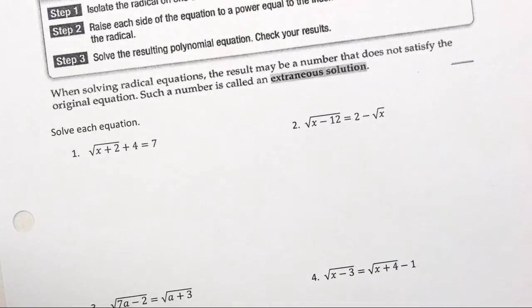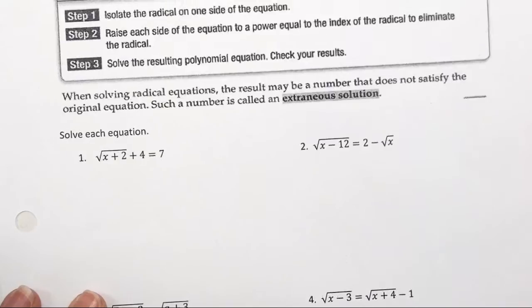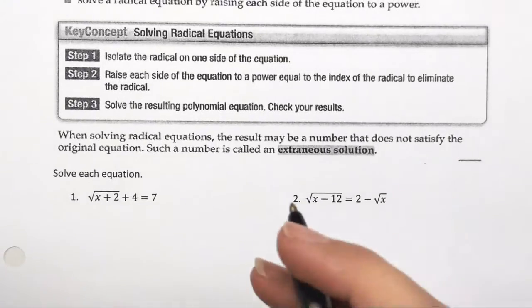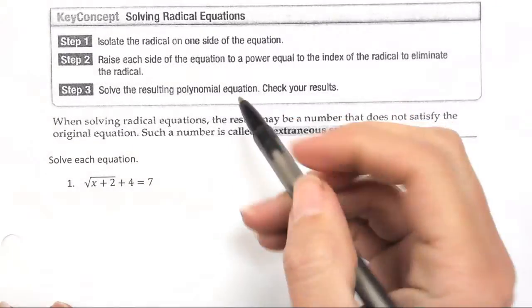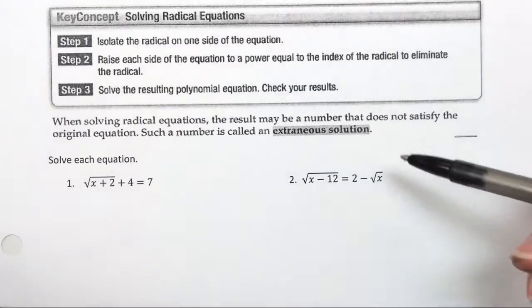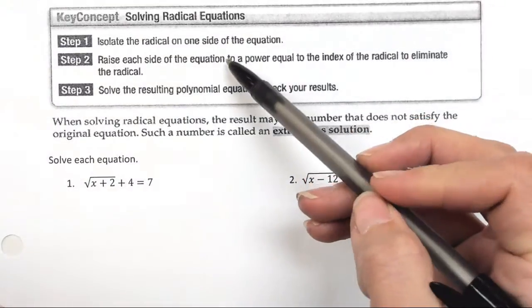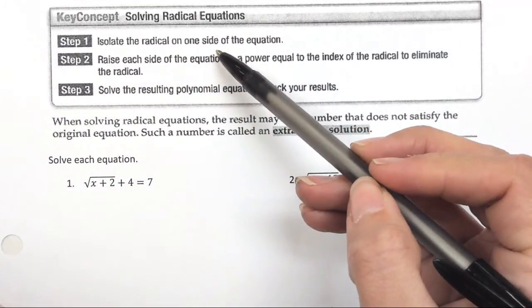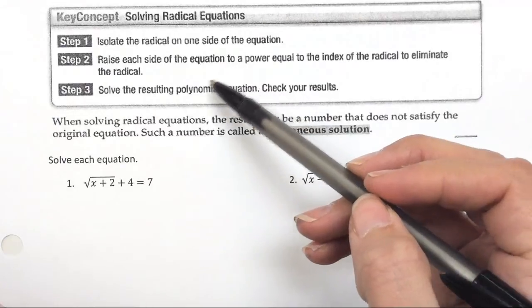Okay, so today we're going to be working on radical equations. So solving for x when there's a radical involved. Okay, so the first step is isolate the radical on one side of the equation if we can. We have problems like this where we have two of them, but if we can, we want to get the radical on one side of the equal sign by itself.